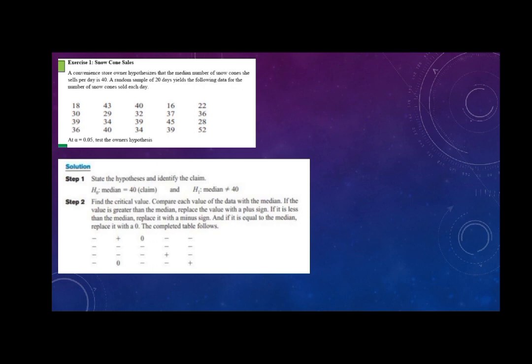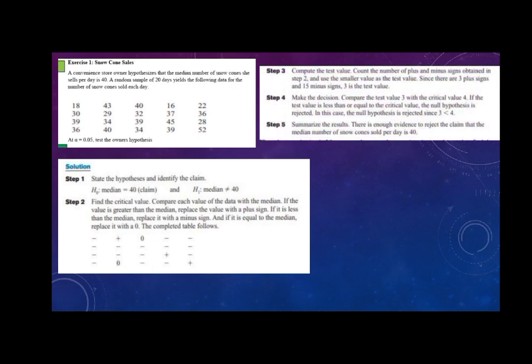18 was assigned negative since 18 is less than 40. Now we have another negative, since 30 is less than 40. And just follow the concepts. If the data is equal or the same as the median, just assign 0.